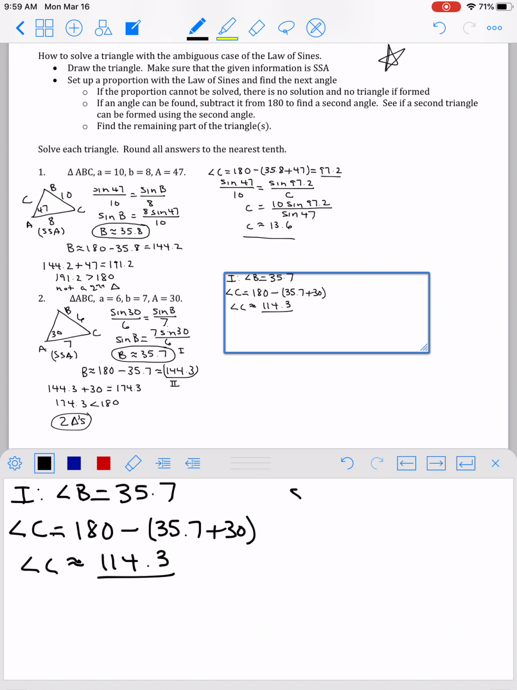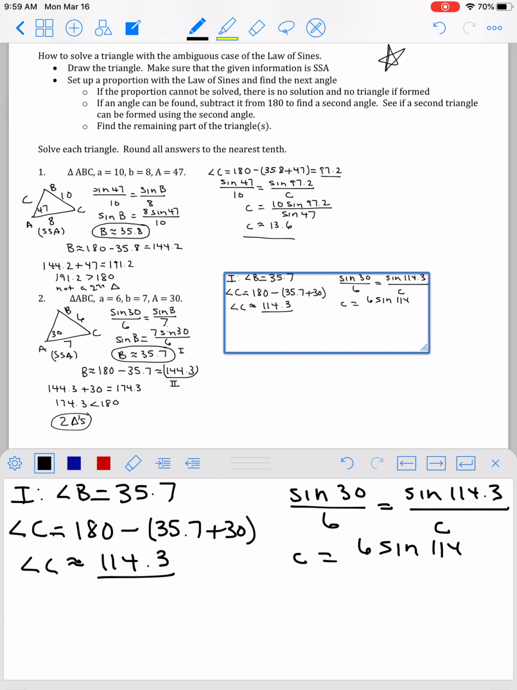So sine of 30 over 6 equals sine 114.3 over c, and c equals 6 sine 114.3 over sine 30. So the first value of c there is 10.9. That's solution number 1.